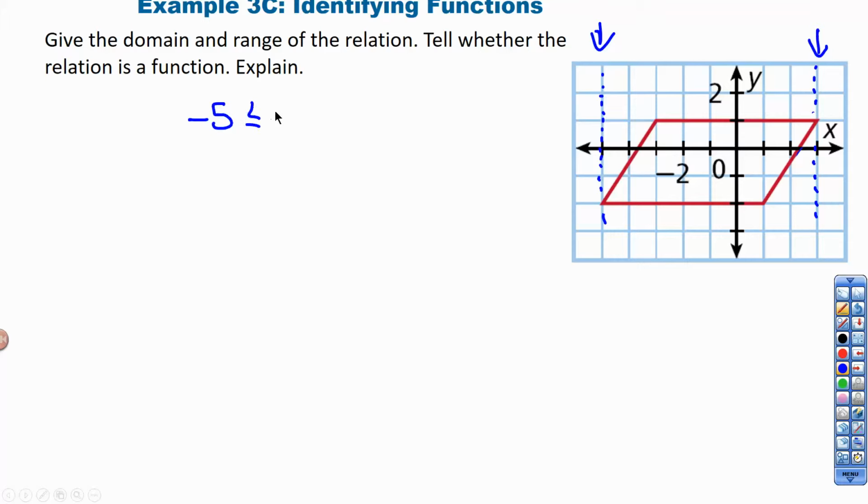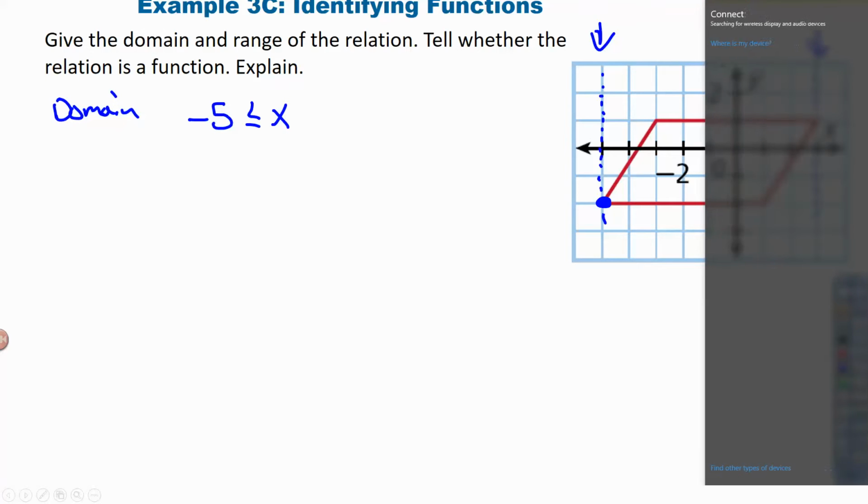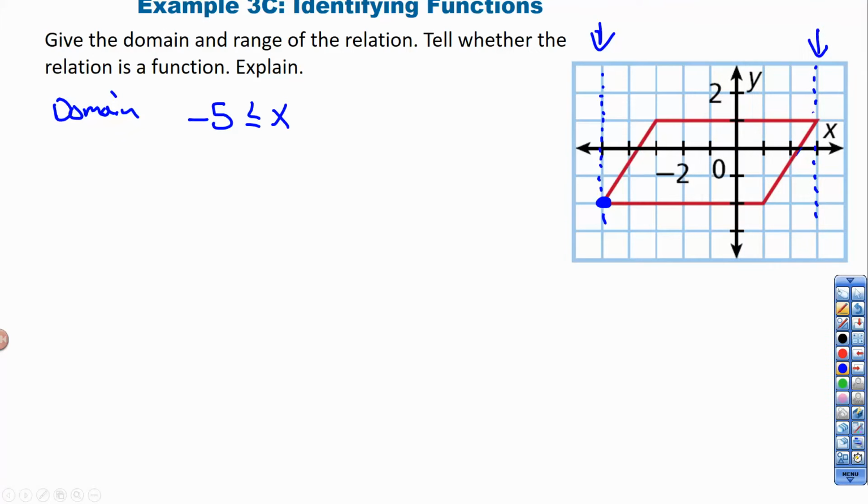All right, so what's our smallest x? Right here. See this right here? That circle is -5. So what's our largest x? +3, so x is less than or equal to 3.